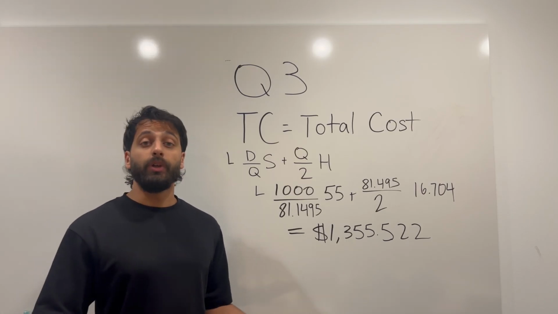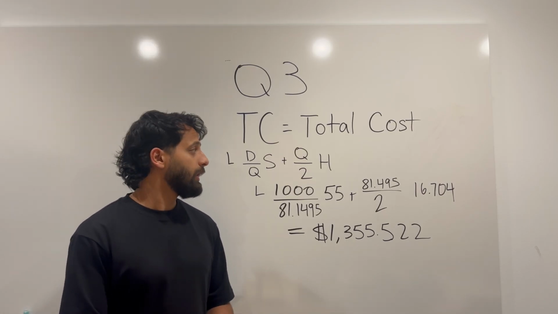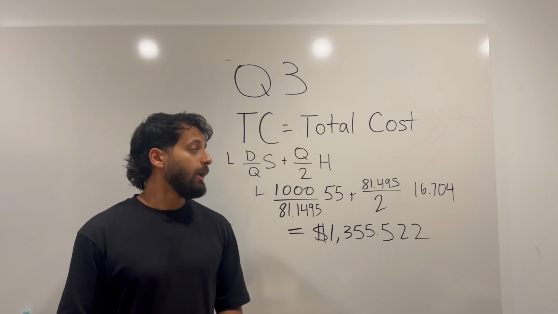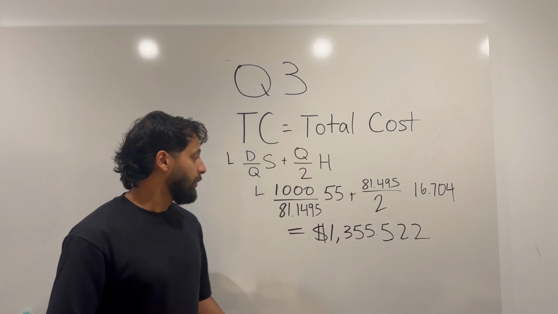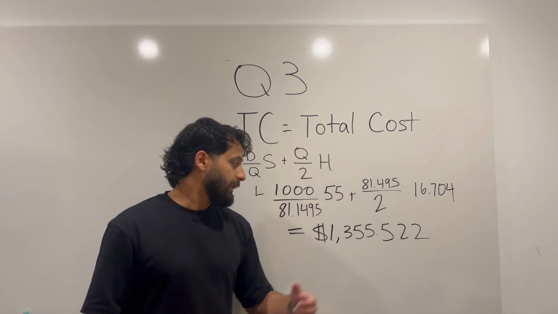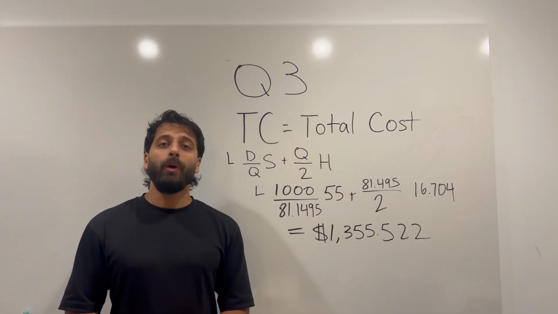Now, similar to case number 1, we're going to be using the total cost formula in which we enter the values that we were already given, including the 81.495 that we received from the EOQ formula. So once we go ahead and plug that in, that gives us 1,355.52.